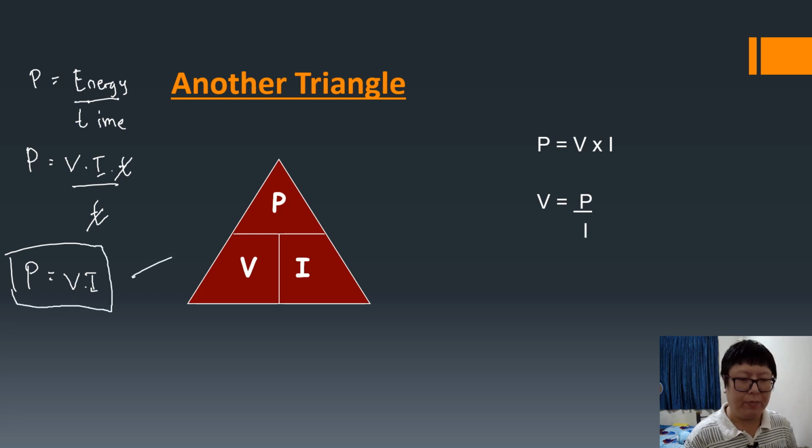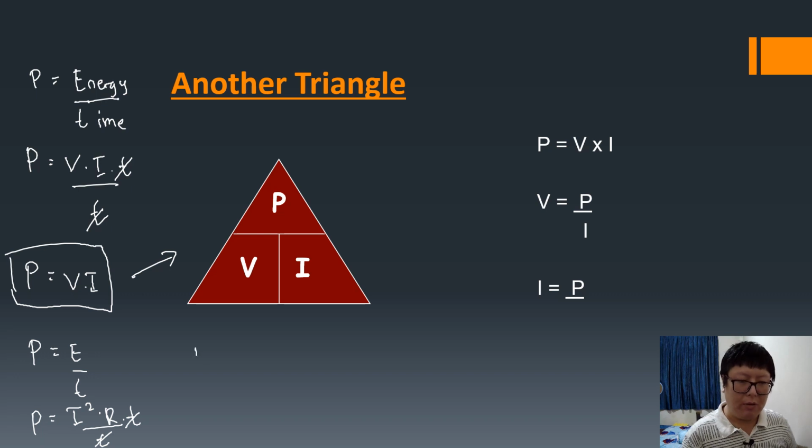By using the other energy formulas, you can also count the power. Same again, power is energy per time. Then the energy is I squared times R times T, over T. Then you can cancel the T. So you get the new equation, power is I squared times R. This is the second formula.